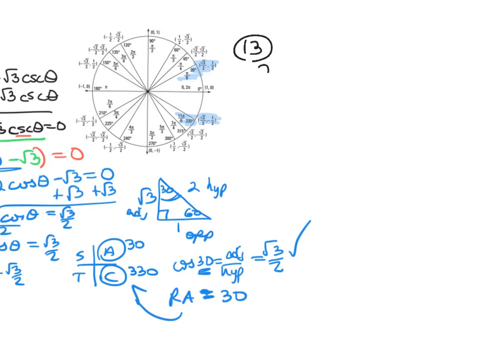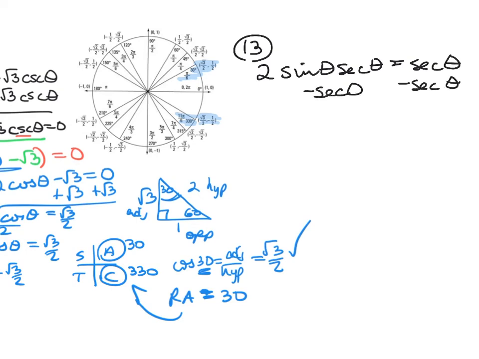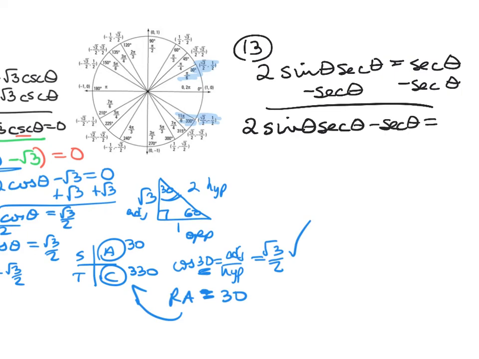Number 13 has 2 sine theta secant theta equals secant theta. I'm going to move the secant theta over, so my equation's set equal to 0. Factor out a greatest common factor of secant, and then what remains is 2 sine theta minus 1 equals 0.